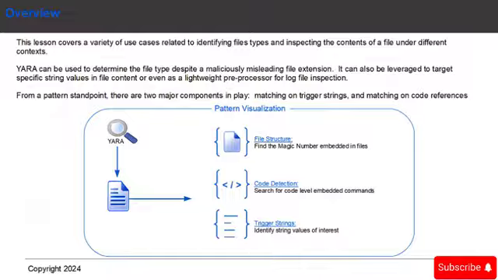So we're going to do a pretty deep dive into that, and we're going to look at how we can use Yara to determine if a file is an executable, if it's a PDF, if it's a JPEG, and so forth. Now, from a pattern matching standpoint, there are a couple of components here that we're going to touch on. Matching on trigger strings and also matching on code references.